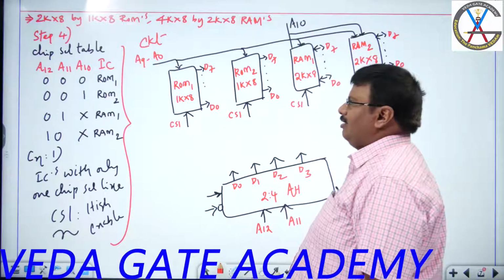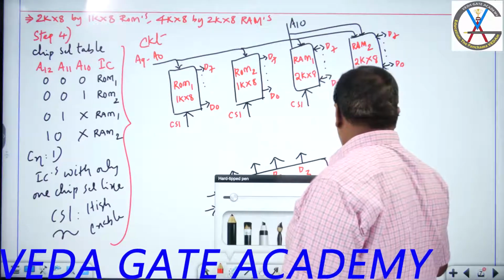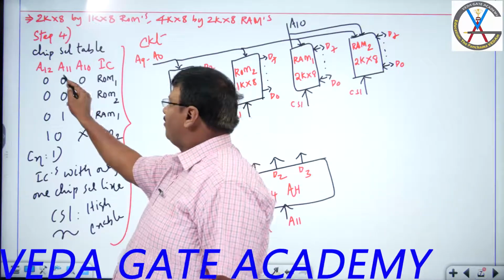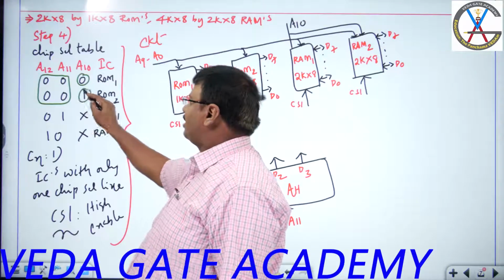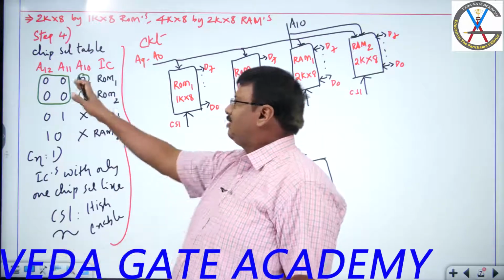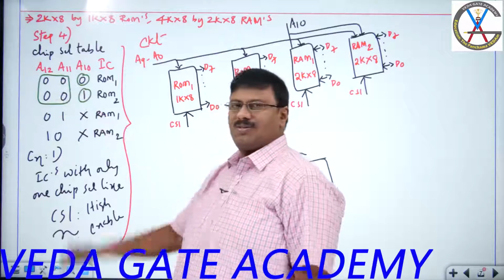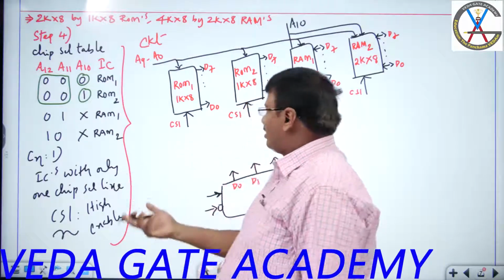Correct? Now for the first two ICs, try to understand the logic here. 12, 11 both are 0, 0. 10th 0 is the first IC, 10th 1 is the second IC. That is the logic for ROM1 and ROM2. I repeat, for the first two ICs, 12, 11 both are 0, 0; 10th 0 is ROM1, 10th 1 is ROM2.